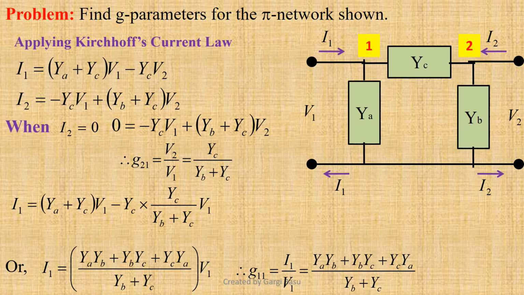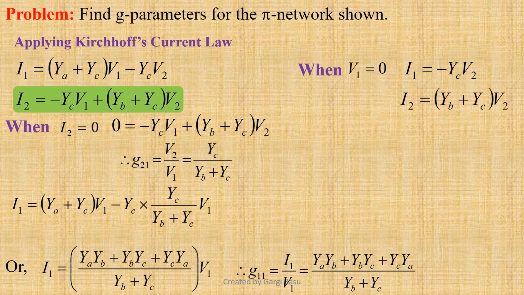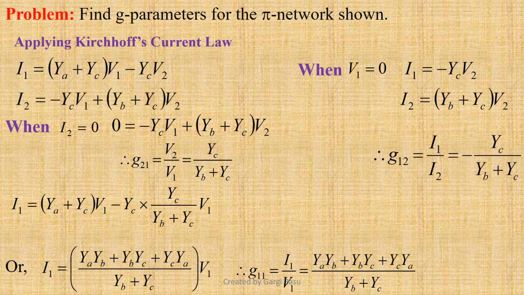Now let us short circuit the input port, that is V1 equals 0. Therefore, from equation number 1 we can write I1 equals minus YC into V2. And from equation number 2 we can write I2 equals (YB plus YC) into V2. Now we get G12 equals I1 by I2 equals minus YC divided by (YB plus YC), and G22 equals V2 by I2 equals 1 upon (YB plus YC).